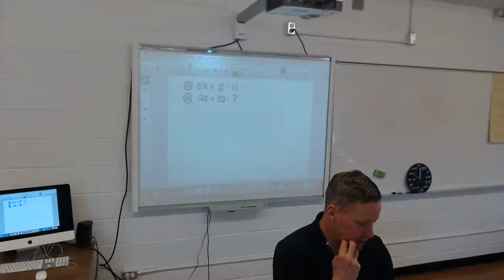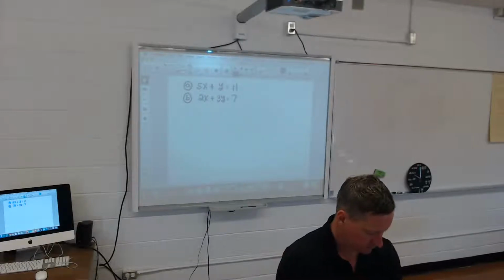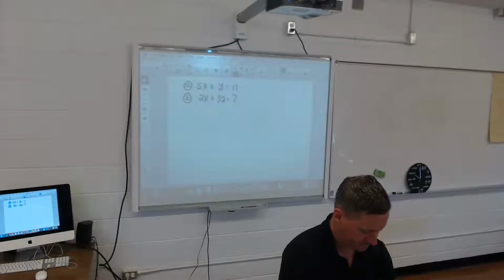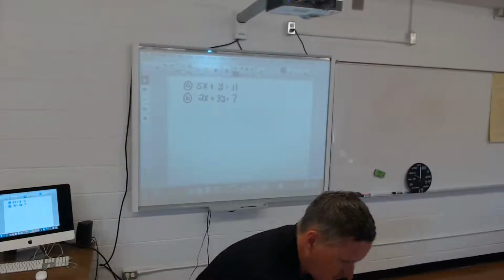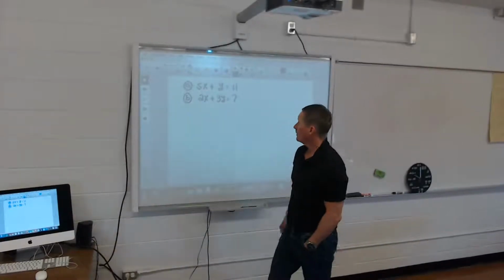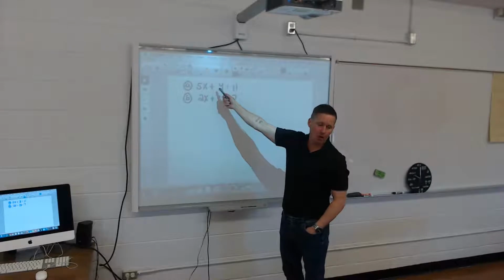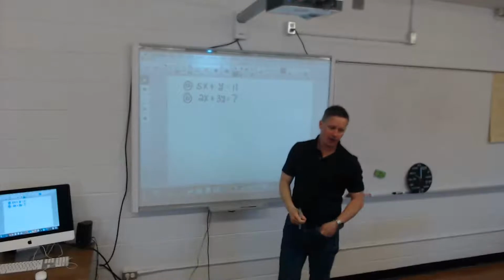This question's off of page 191, but I'm going to use it to explain the elimination method a little bit better today. Last week we focused on the substitution method. What you would have done last week is solve for y here, move the 5x over, then substitute into your second equation and solve it.